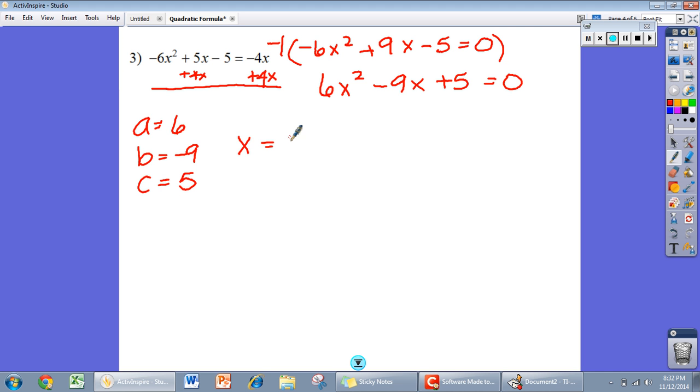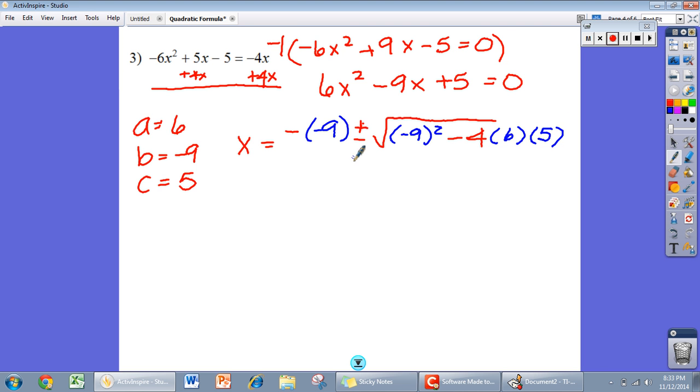So let's plug it into the formula. X equals a negative B, which is negative 9, plus or minus square root B squared. B is my negative 9 squared minus 4 times the A value of 6 and the C value of 5. All divided, the whole thing, by 2A. So 2 times the 6. Now I'm getting fancy with my colors.